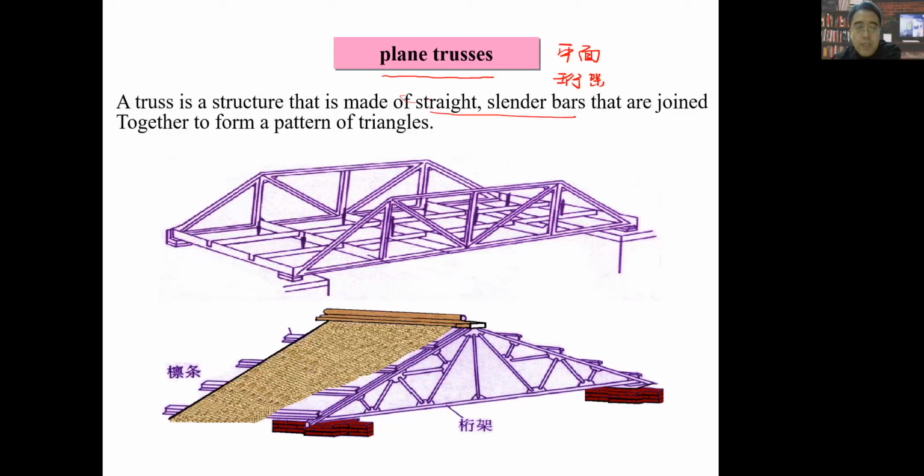You can see this picture is like a very simple bridge, right? And this is the structure when we build a house, especially in farmland, maybe in my hometown, people will build a house like this kind of structure. All these constitute a lot of triangles joined one to each other. We call that a truss, especially a plane truss.